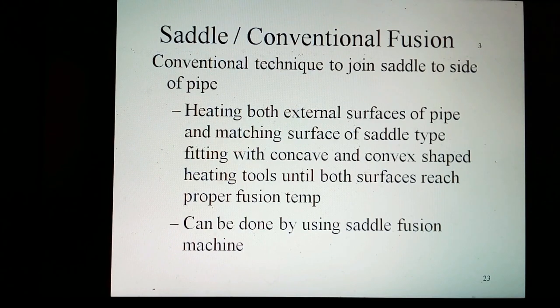Saddle fusion using a properly designed machine provides the operator better alignment and force control, which is very important to fusion joint quality. The Plastics Pipe Institute recommends that saddle fusion joints be made only with a mechanical assist tool unless hand fusion is expressly allowed by the pipe and/or fitting manufacturer.